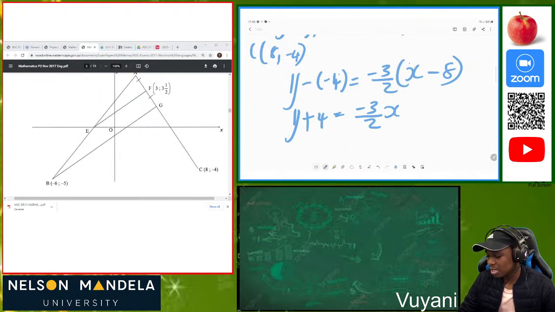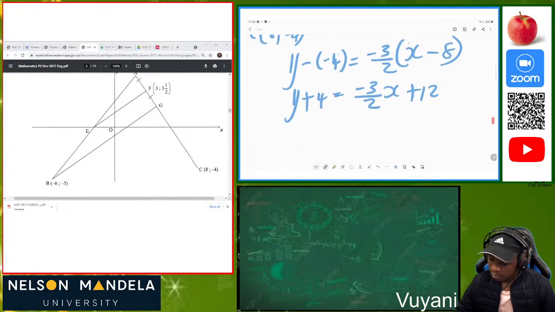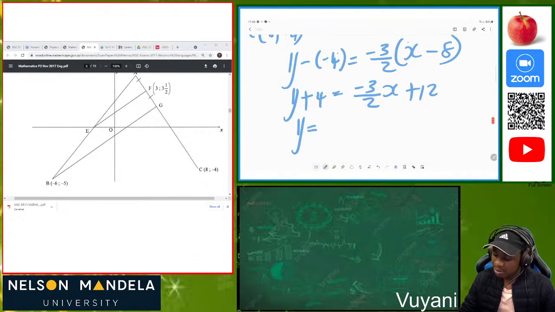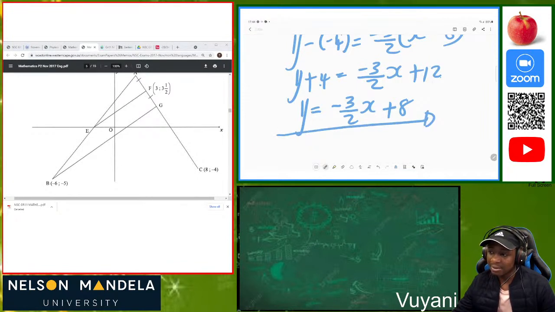Then y plus 4 is equal to negative 3 over 2 x, then negative 3 over 2 times negative 8. That will be positive 12. Then making y the subject of the formula, we end up with negative 3 over 2 x, then 12 minus 4, because when you transpose the positive 4 to the right-hand side it becomes negative. So we end up with positive 8, because 12 minus 4 is 8. So this is the equation of the line AC.